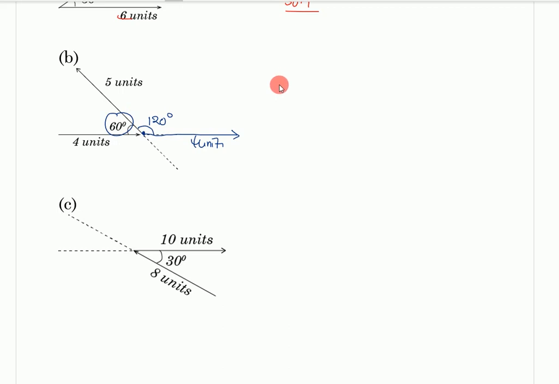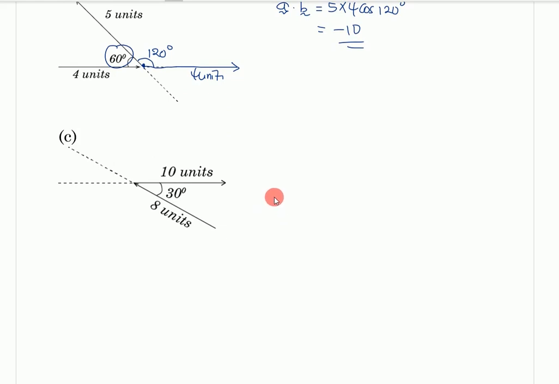And so we shall have that A dot B is equal to 5 times 4, and the cosine we are supposed to use is not cos 60, but cosine of 120, because the angle between these two vectors is 120. So we shall have cos of 120, which is negative half, then we shall have this one as negative 10. That's what we have. The same applies to this part C here.